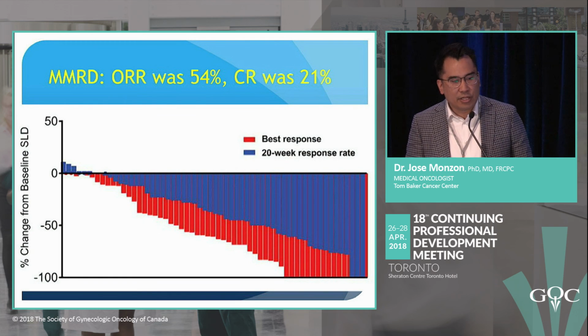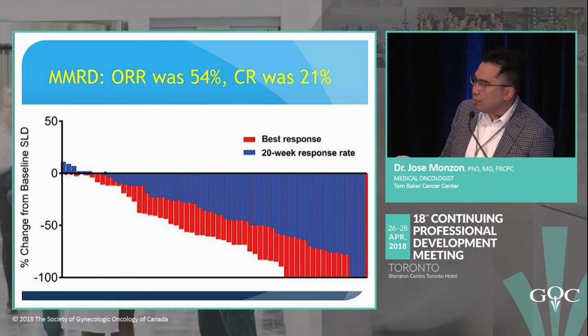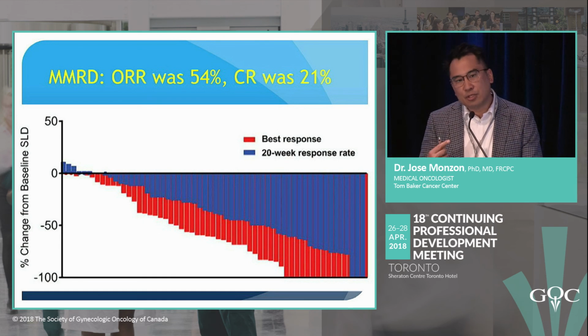So this is, again, the waterfall plot. The way to interpret this is that all these bars represent a patient. If it falls below 0, you have shrinkage of your disease. The vast majority of people with mismatch repair protein deficiency had a response. The objective response rate was 54%. The complete response rate was 21%. And not only that, these were heavily pretreated, and some of these tumors were very aggressive. They were pancreas cancers, cholangios, and they had to have exhausted all standard treatments.